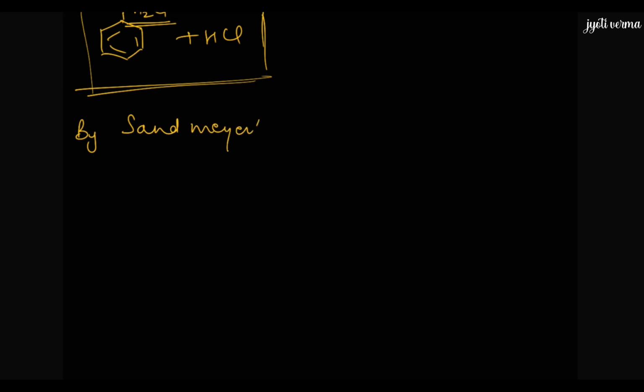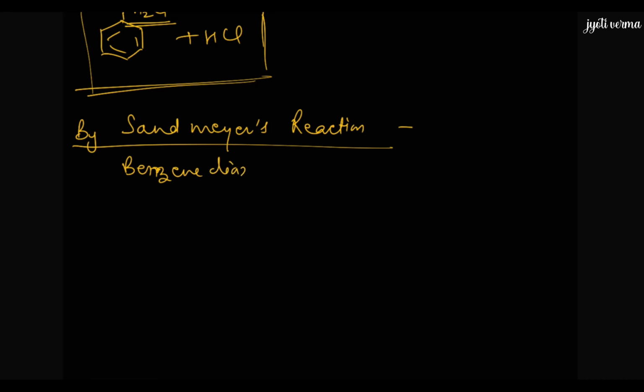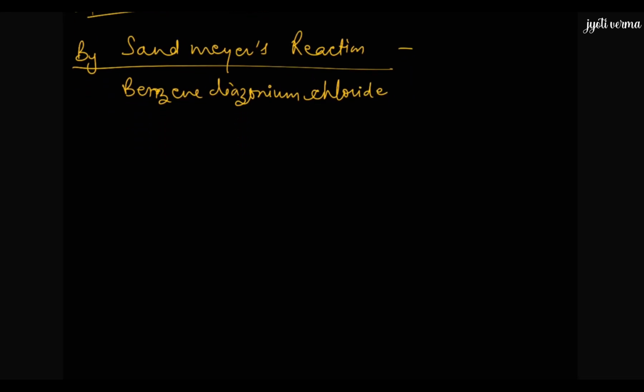Now what is this Sandmeyer's reaction? In Sandmeyer's reaction, we take benzene diazonium chloride. So let's write the formula first. We have benzene ring. This is the benzene. Diazo is used for nitrogen, and diazo means there should be N2. Diazo group.